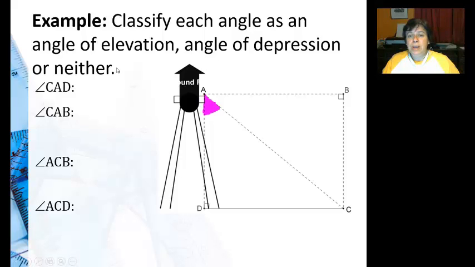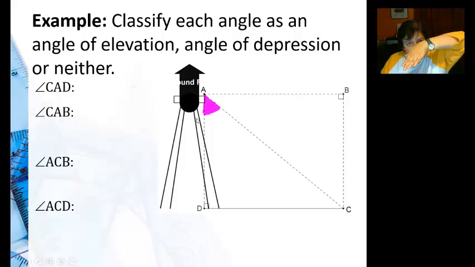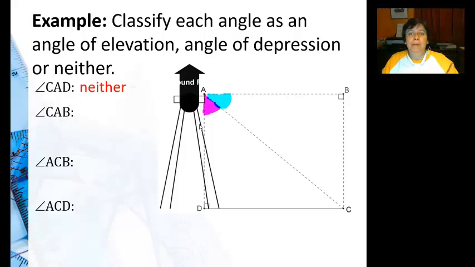So this first angle, if you look at it here, well, you don't start looking down like this. You always have to start at horizontal. Since it's starting already down, that one is neither. Now we'll look at the blue angle. That's looking at someone who starts horizontally and then turns their eyes down. That's an angle of depression.